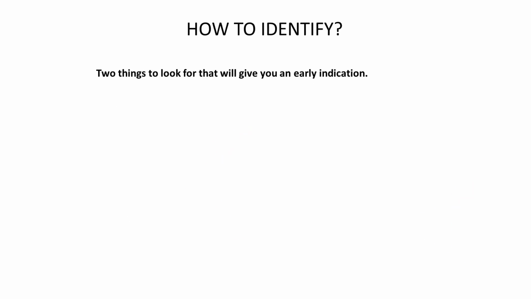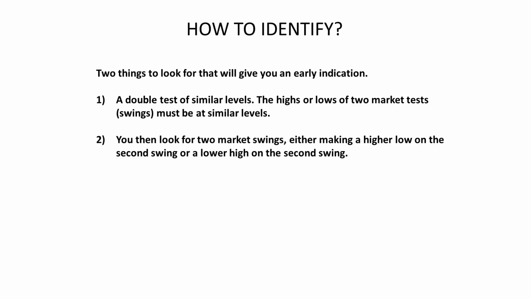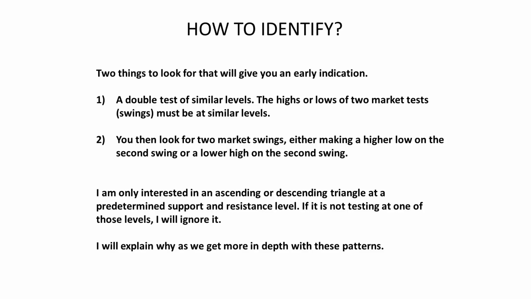Now let's look at how to identify the patterns. There are two things to look for that will give you an early indication of the patterns setting up. Number one, a double test of similar levels. The highs or lows of two market tests, which will often be swing points, must be at similar levels. Number two, you then look for two market swings, either making a higher low on the second swing or a lower high on the second swing.